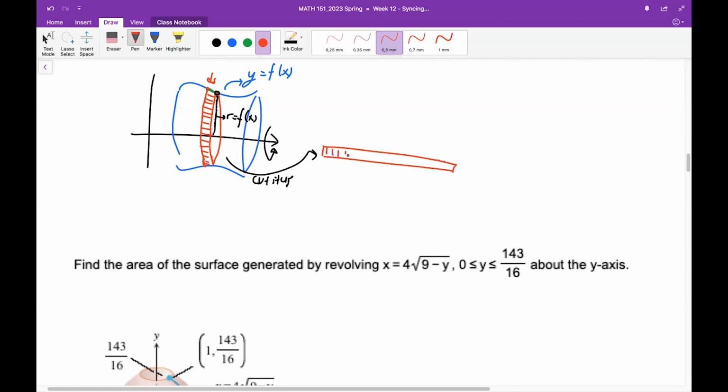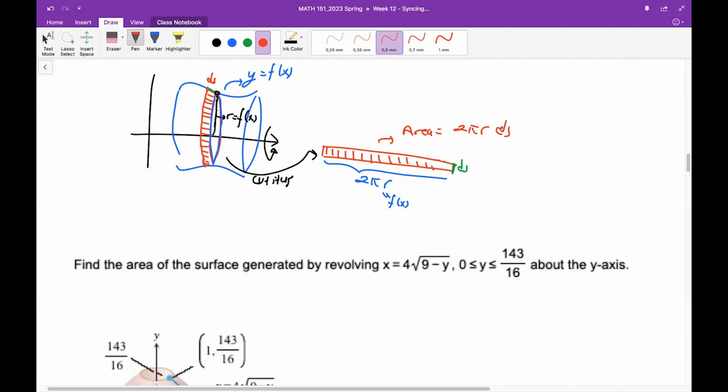There is a rectangle like that, where the circumference of this circle corresponds to this side, 2 pi r, where r is given by f of x, and this side corresponds to just ds. That's why the area of this rectangle is 2 pi r ds.